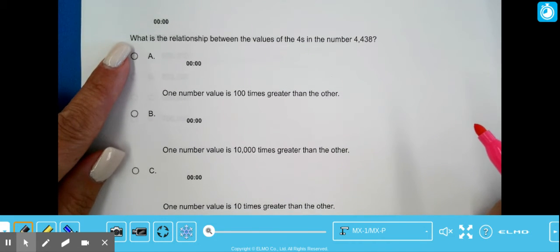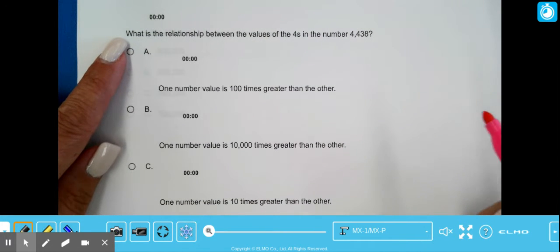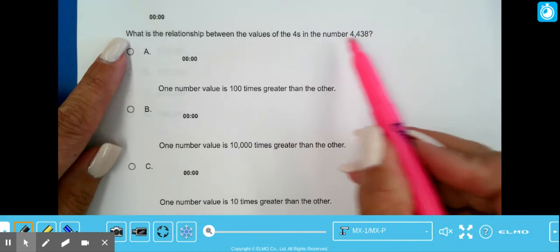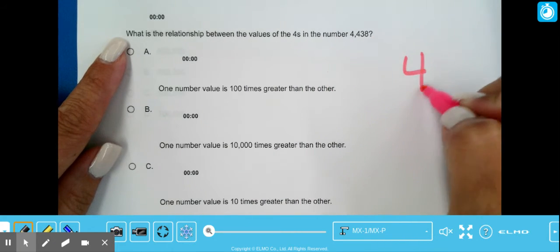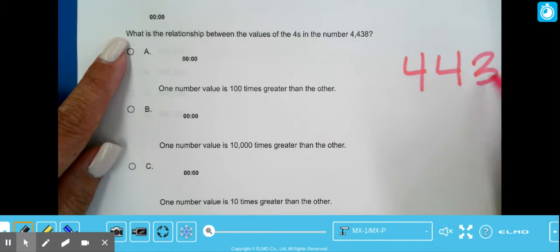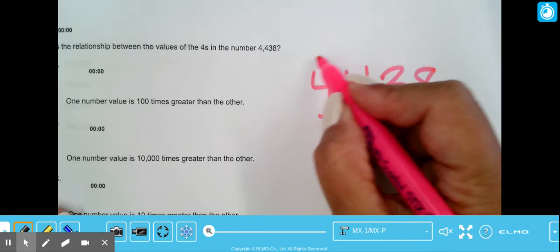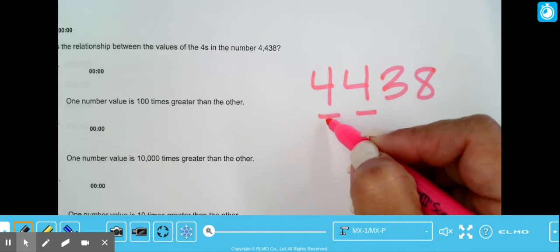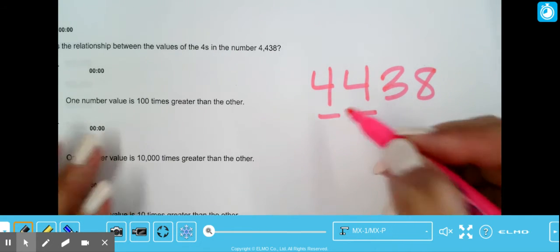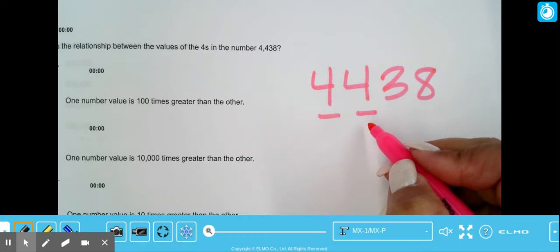In this question, we're being asked to tell the relationship between the values of the 4s in this number. So we know that when we have two of the exact same digit right next to each other, the digit to the left is going to be 10 times greater than the digit to the right.